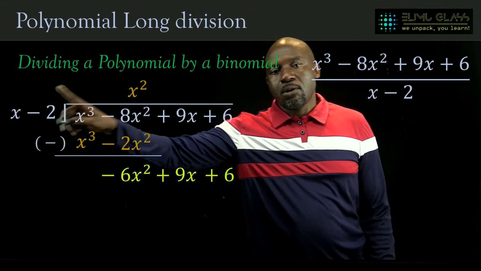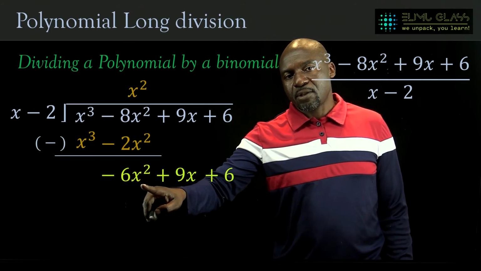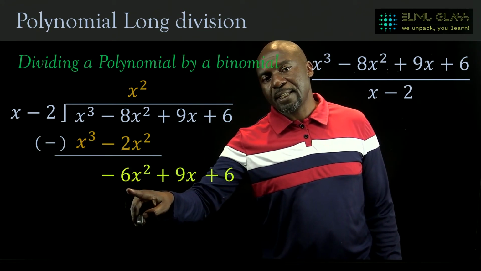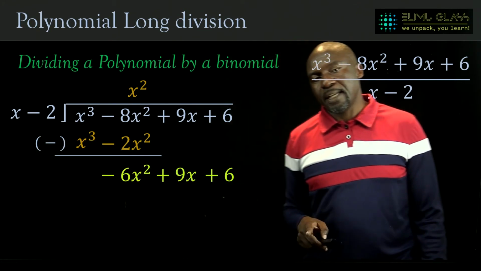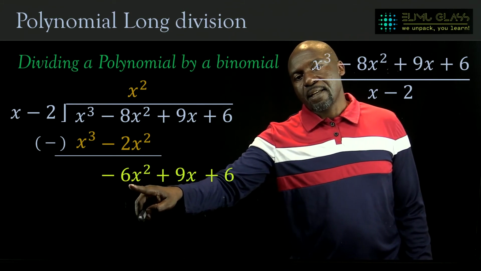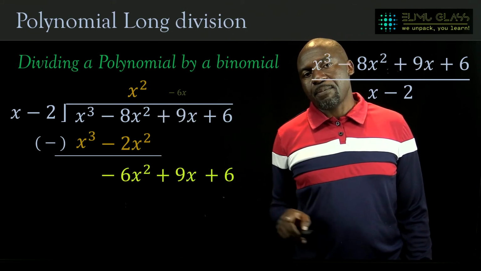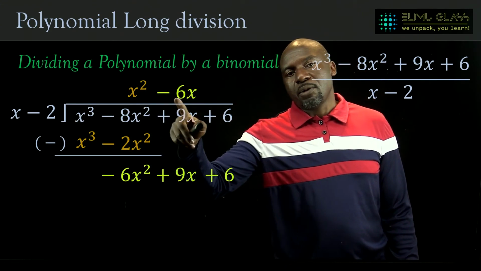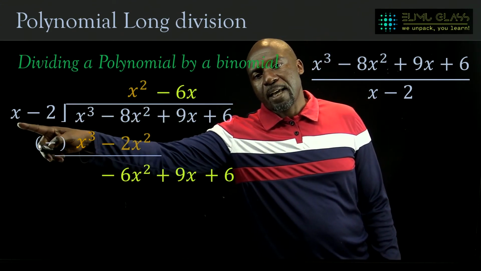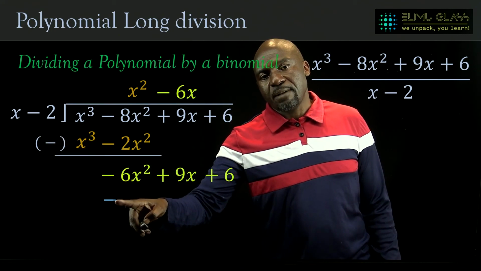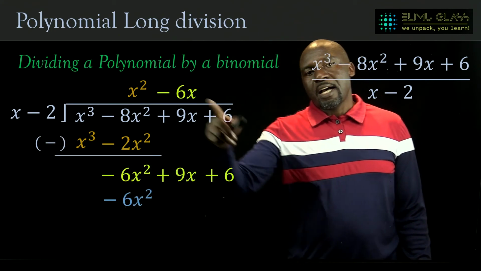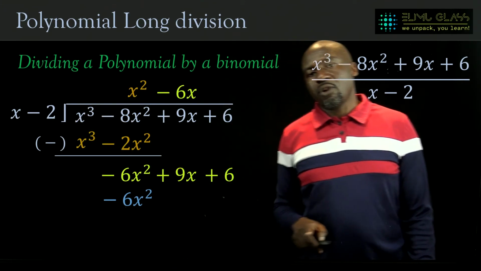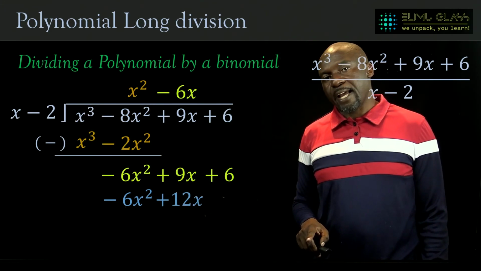X goes into negative 6x squared. In other words, what do I need to multiply by x to get negative 6x squared? Well, the answer is negative 6x. So I write my negative 6x up there, and then I multiply back. So negative 6x times x there will give me negative 6x squared, and negative 6x multiplied by negative 2 is going to give me positive 12x.